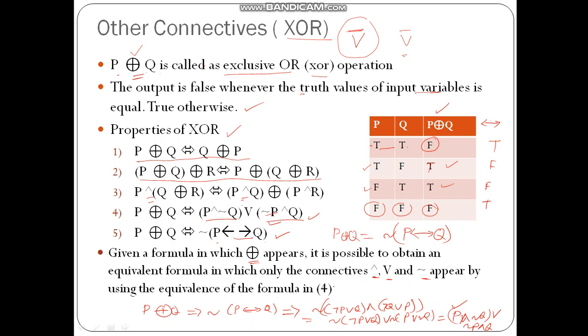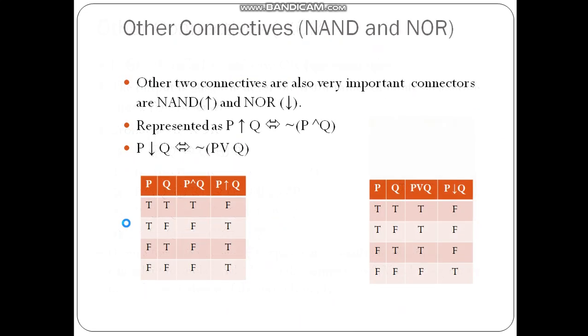Okay, using the equivalence formula number 4, you can rewrite it in this particular format, or if you want to write it in the biconditional, you can use formula number 5. So let us move ahead and discuss the other connectors. The other two connectors are the NAND connector and the NOR connector.